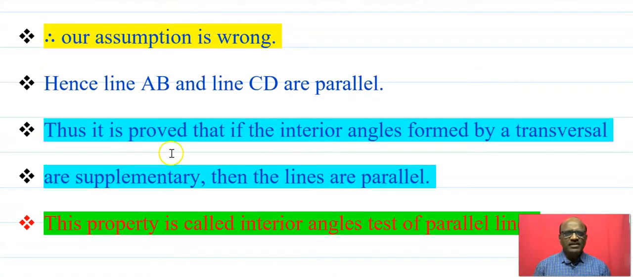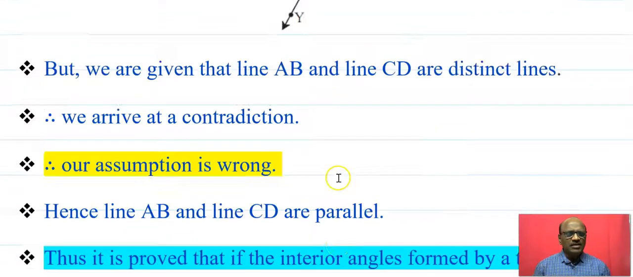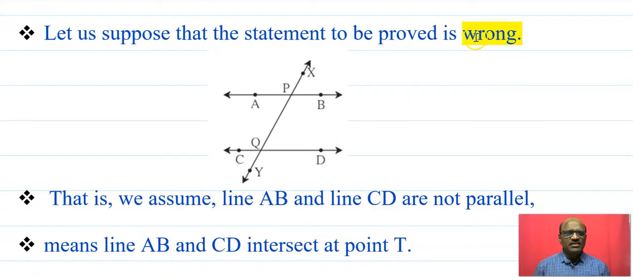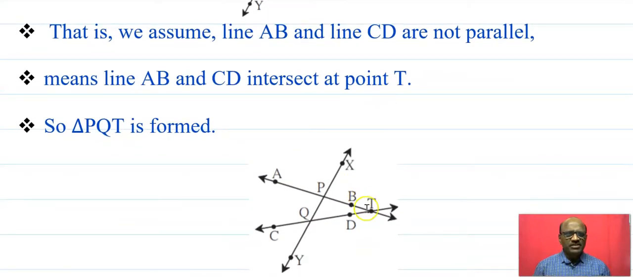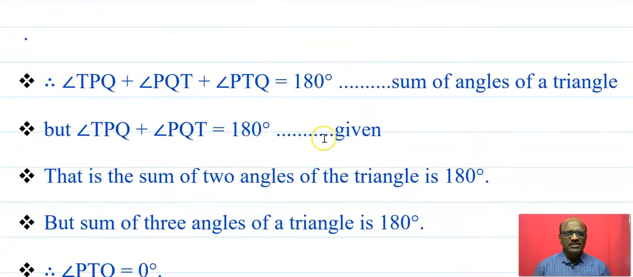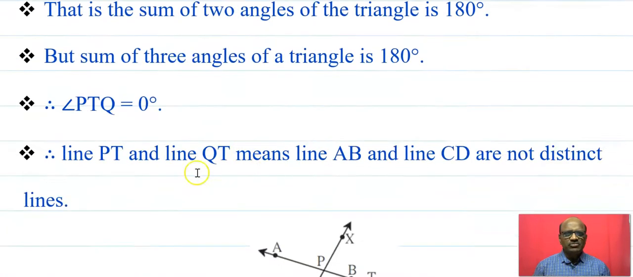Thus, it is proved that if the interior angles formed by a transversal are supplementary, then the lines are parallel. Now, once again, you see that first we assume that our assumption is wrong, that is, the lines are not parallel, then they will meet each other at the point T. Then we take all the measures of this triangle, that is 180, but it is given that angle TPQ plus angle PQT is equal to 180. It means that angle PTQ is equal to 0.